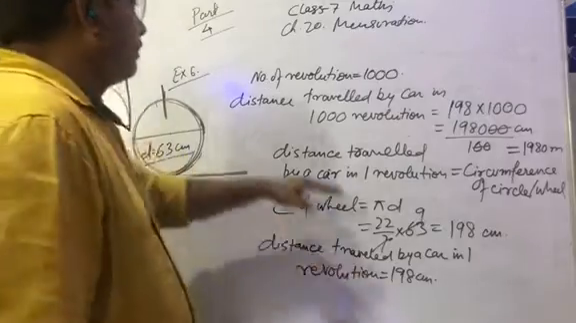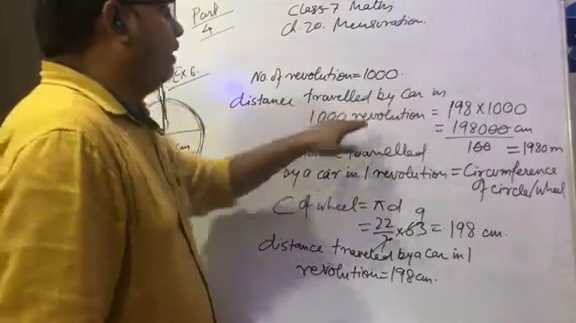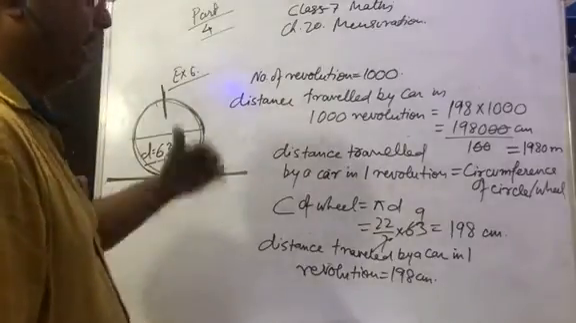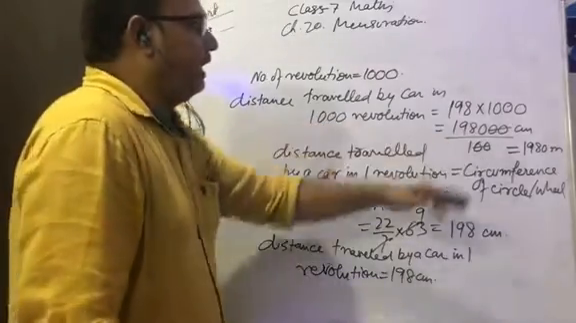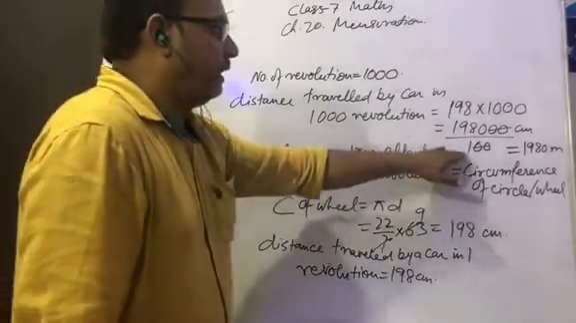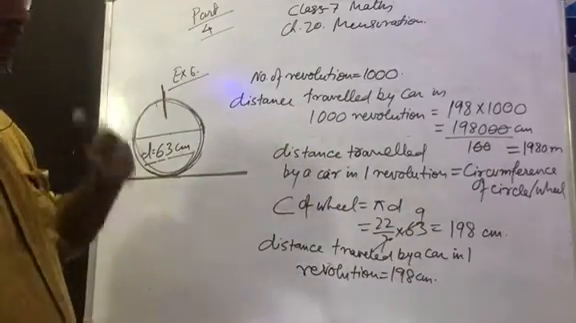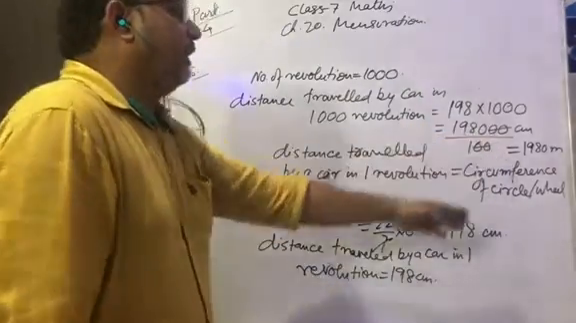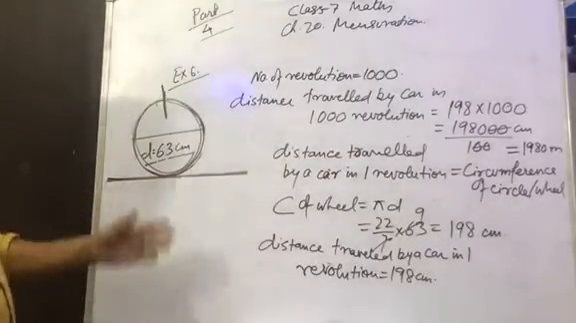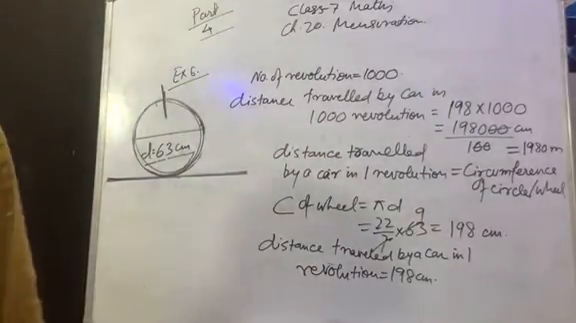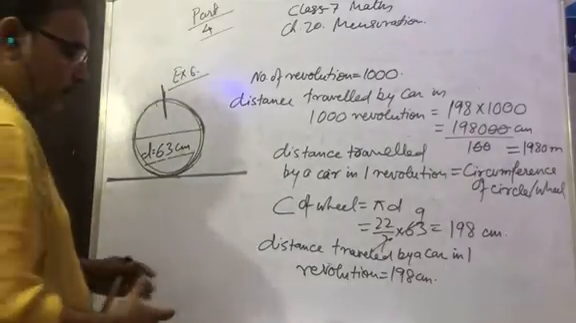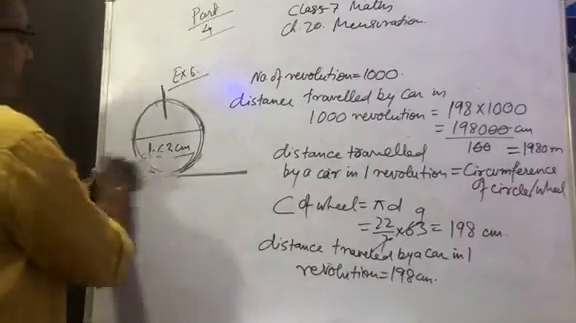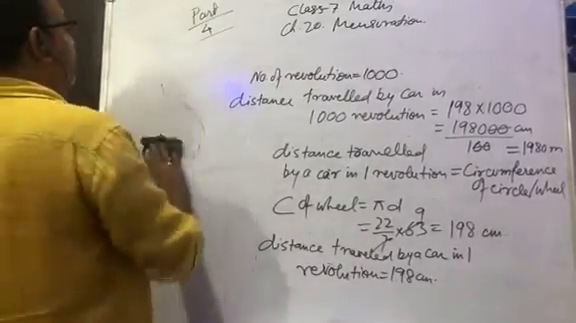Then the distance traveled by a car in 1000 revolutions is equal to 198 multiplied by 1000. So it will be 1,98,000 centimeter. Just divide by 100, it will come in meter. If you want the answer in kilometer, then you can divide by 1000 again, then you get the answer in kilometer. Now I think everyone understands this question. This is very helpful while doing exercise questions, and in exercise questions these are there, so it will be easy to solve.